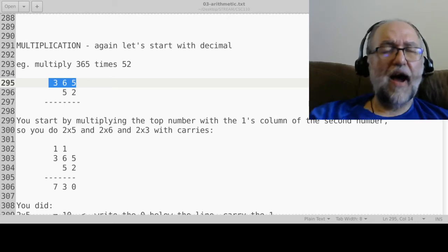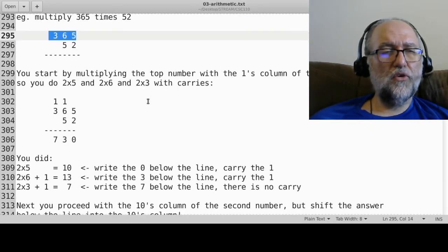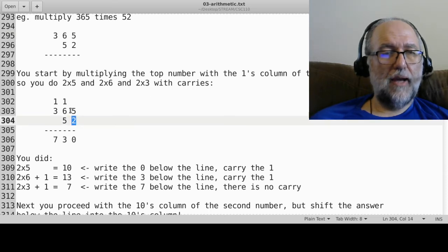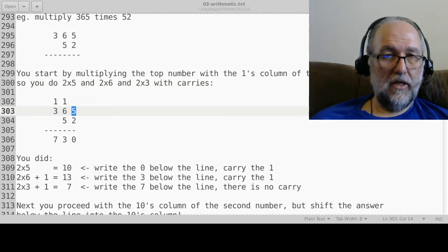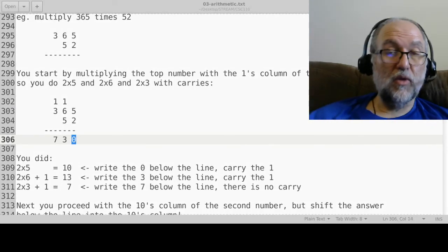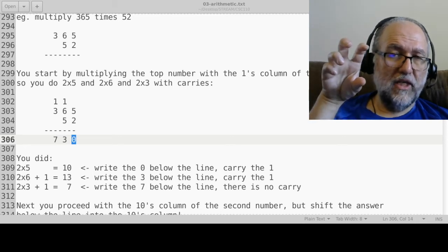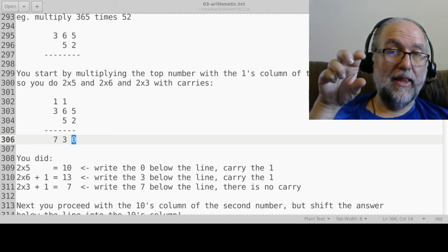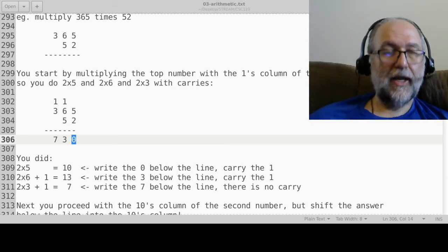It's like you ignore the 5 right now. We'll get to the 5 later, but you ignore the 5. And now what you do is you have to go 2 times 5. Okay, but as soon as you do 2 times 5, what you wind up getting is 10. And you can't write 10 below the line here. So what do you do? You do the same thing that you did with addition. You write the digit in the ones column below the line, and the digit in the tens column, you carry it. Okay, so you're doing a carry.